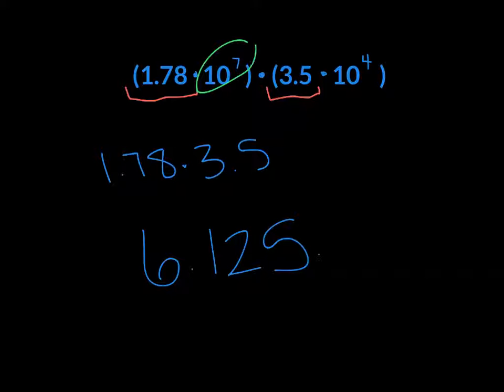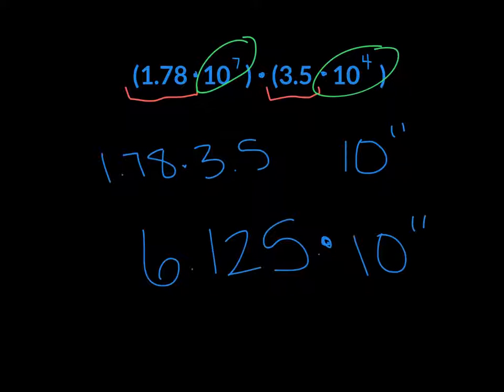Then we're going to follow our exponent laws for the second half. We have a 10 to the 7th times a 10 to the 4th. So we have the same base, so we keep the 10. And when we multiply, remember we add our exponents. So when you take 7 plus 4, you're going to get 11. So this final answer is going to have the times 10 to the 11th power. And that's how you do multiplication with scientific notation.